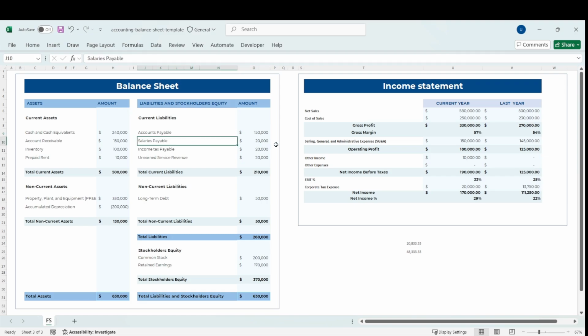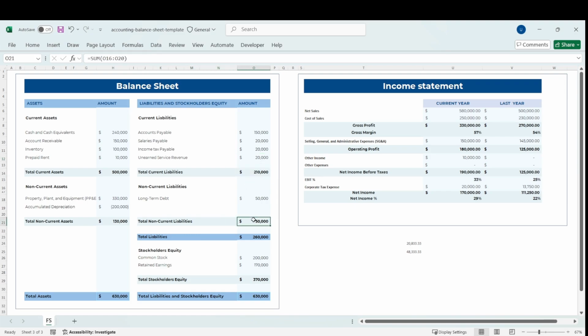The salary payable, we have 20,000. This is a small portion of current liabilities. The income tax payable reflects the tax owed to the government. The company should ensure timely tax payment to avoid penalties and maintain good standing with the tax authorities. We have 20,000. This liability arises from services paid for but not yet delivered. Unearned revenue is a future obligation indicating future work commitments.